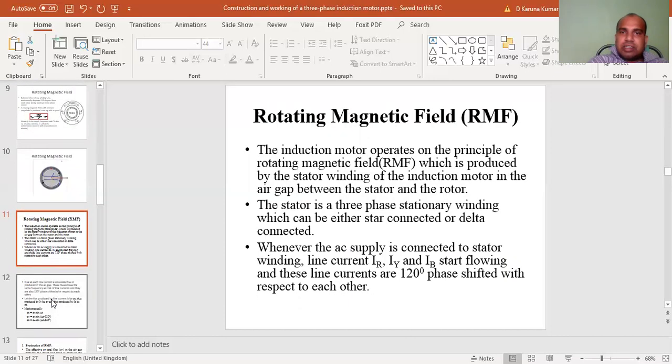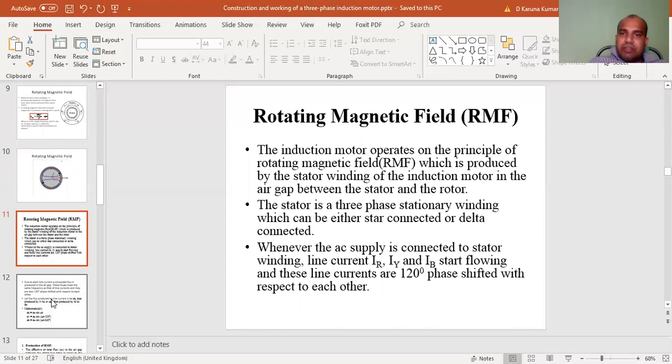Okay, the rotating magnetic field in induction motors. What is the rotating magnetic field? The induction motor operates on the principle of the rotating magnetic field, which is produced by the stator winding of the induction motor in the air gap between the rotor and stator. The stator is a stationary part, and the rotor is a rotating part of the induction motor.